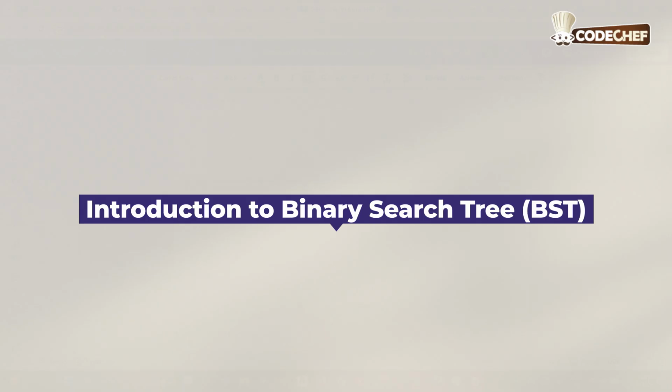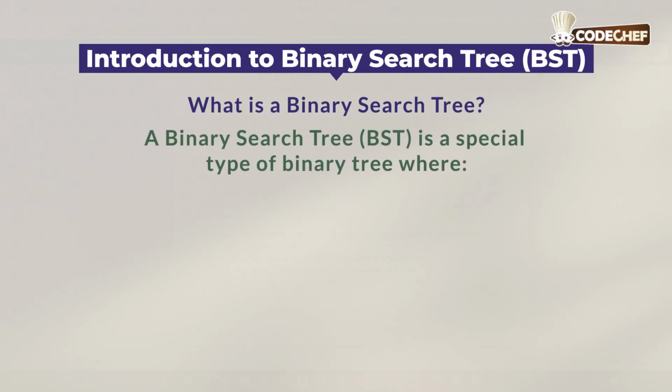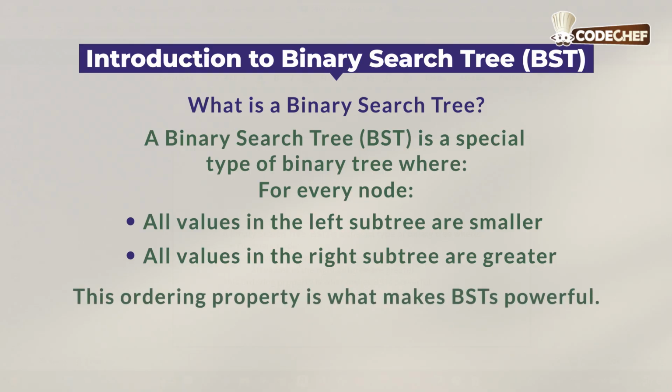Introduction to binary search tree. What is a binary search tree? A binary search tree is a special type of binary tree where, for every node, all values in the left subtree are smaller, and all values in the right subtree are greater. This ordering property is what makes BSTs powerful.